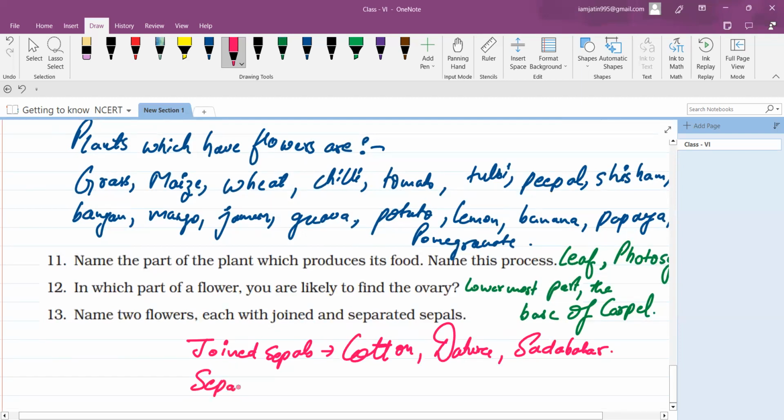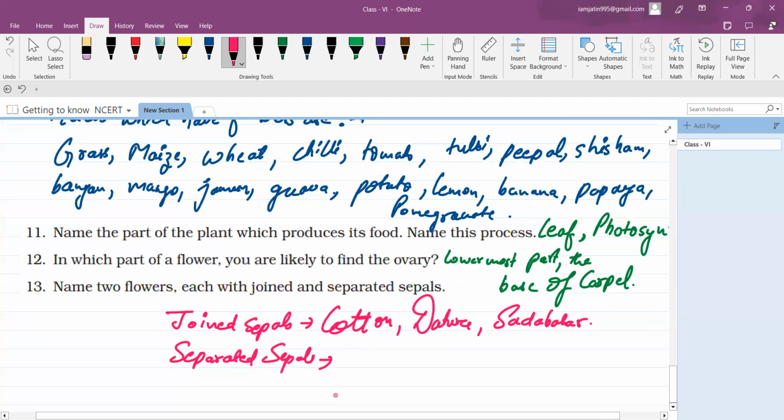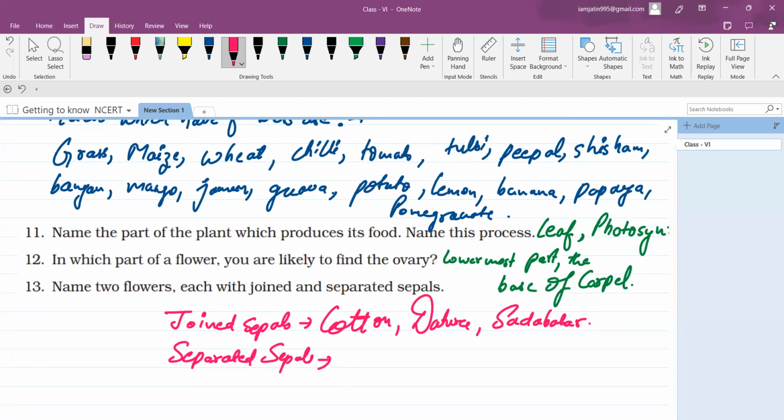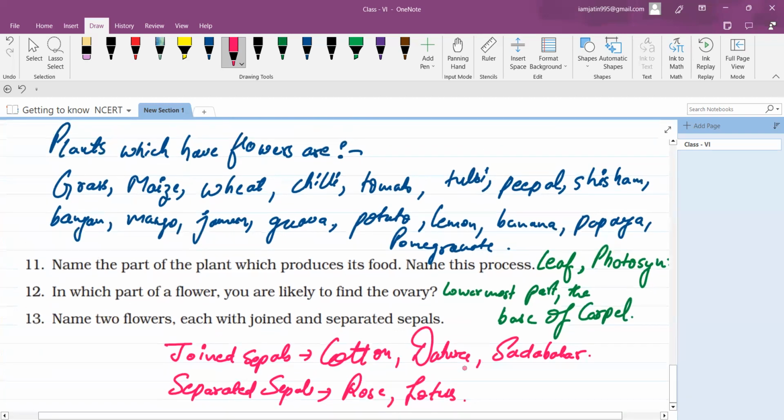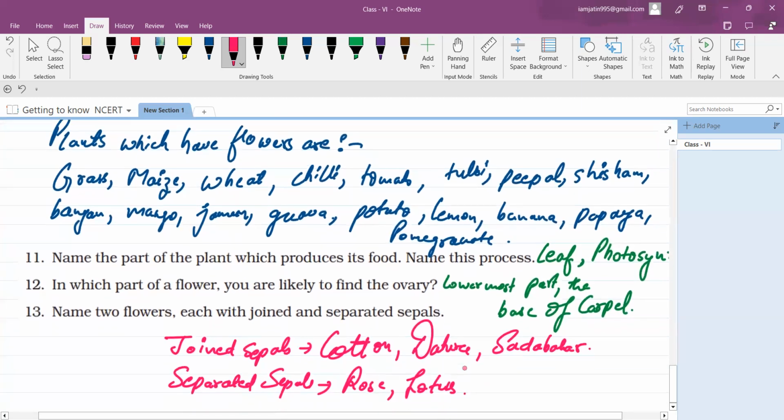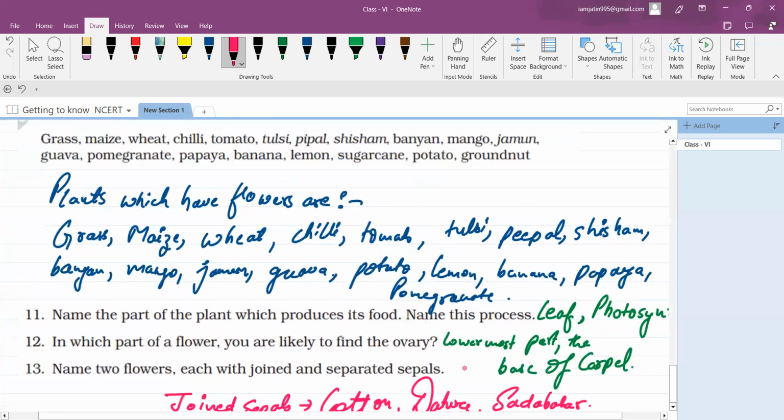Now, the separated sepals, we have rose. Rose flower has separated sepals, and lotus. The lotus flower also has separated sepals. Okay, joined sepals: cotton, sadabahar, datura plant flower, all of them have joined sepals, and separated sepals we see in the case of rose and lotus.